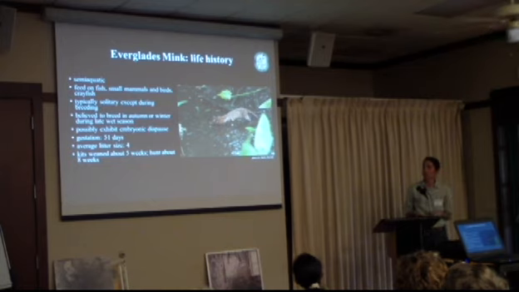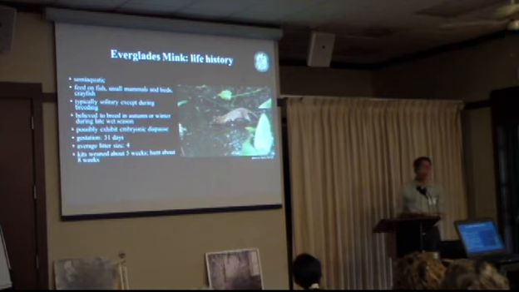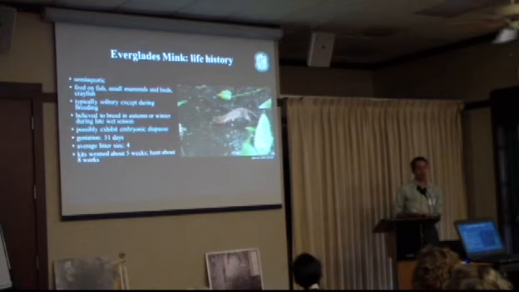Gestation is typically 51 days. Average litter size is 4. Once born, the kits are weaned at about 5 weeks of age, and they're able to hunt themselves at about 8 weeks of age. They'll typically stay with the females until the fall of the year that they're born.